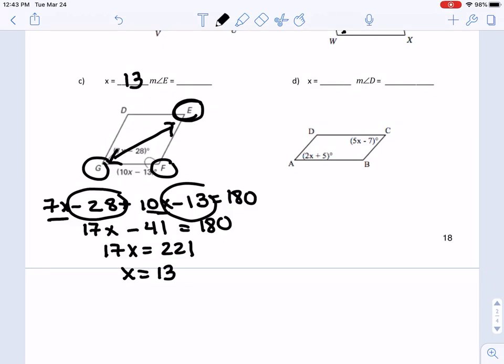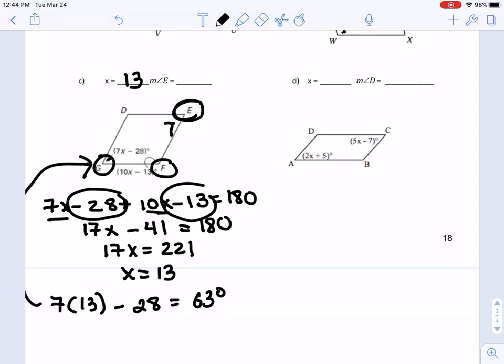So I'm going to take the x equals 13 and plug it into 7x minus 8. So 7 times 13 minus 28 is going to give me 63 degrees. So that's what this is. 63 degrees is this angle right here. So that means angle E has got to be exactly the same because they're opposite.